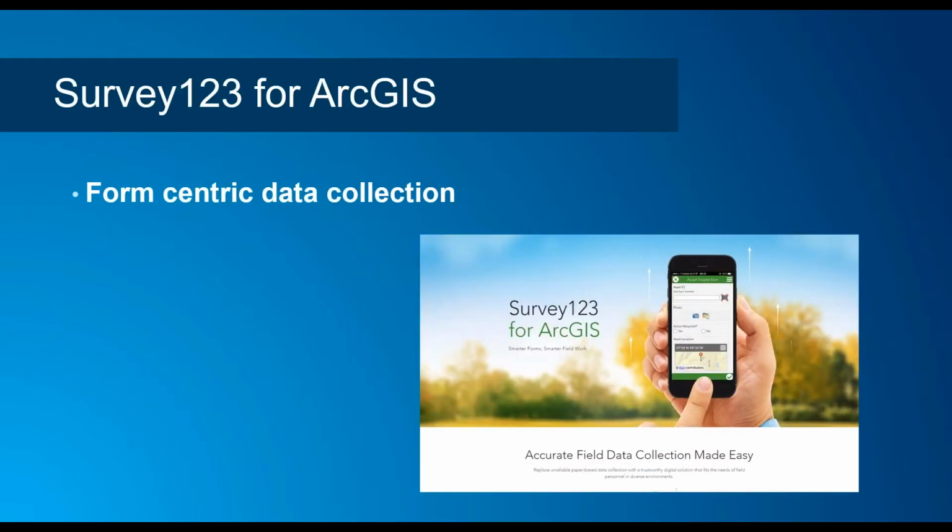Survey123 for ArcGIS is a simple and intuitive form-centric data gathering solution that makes creating, sharing, and analyzing surveys possible. The strength of Survey123 is that it uses logic. The answers provided within the form determine the next question or set of questions. This is a great tool for field staff because it leads them to the data they need to collect without excessive training.